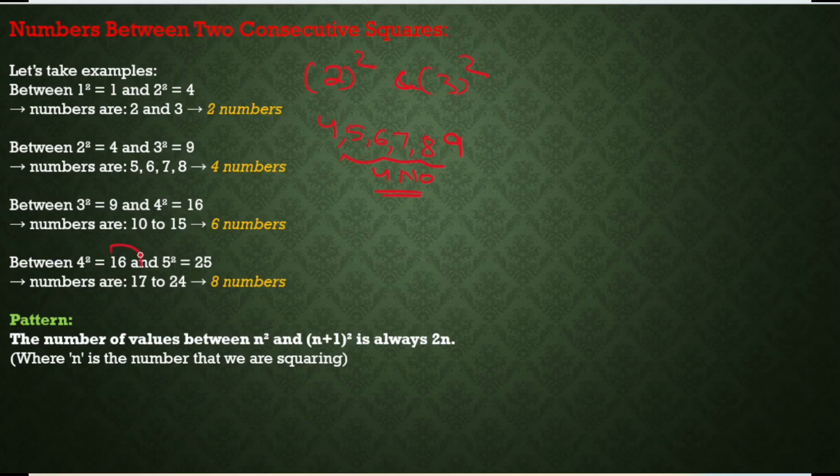Similarly, you have to find between 4 square and 5 square. How many numbers are there? 4 square is 16, 5 square is 25. How many numbers are there? 17 to 24. So how many numbers? 17, 18, 19, 20, 21, 22, 23 and 24. Counting: 1, 2, 3, 4, 5, 6, 7 and 8. 8 numbers. Clear?